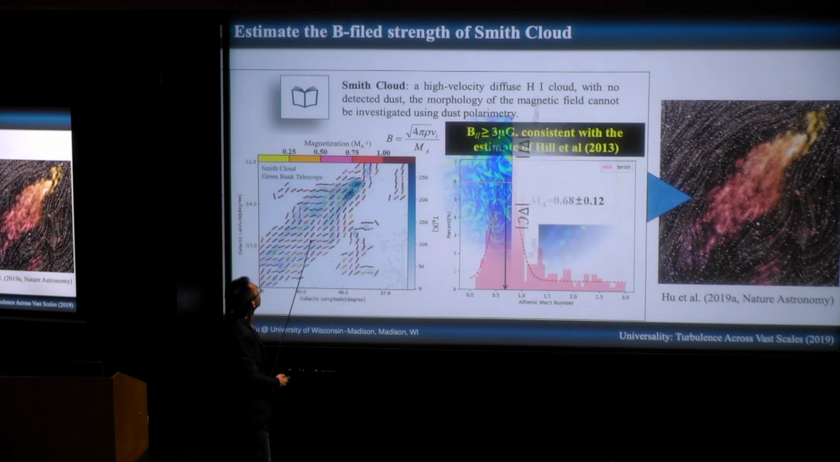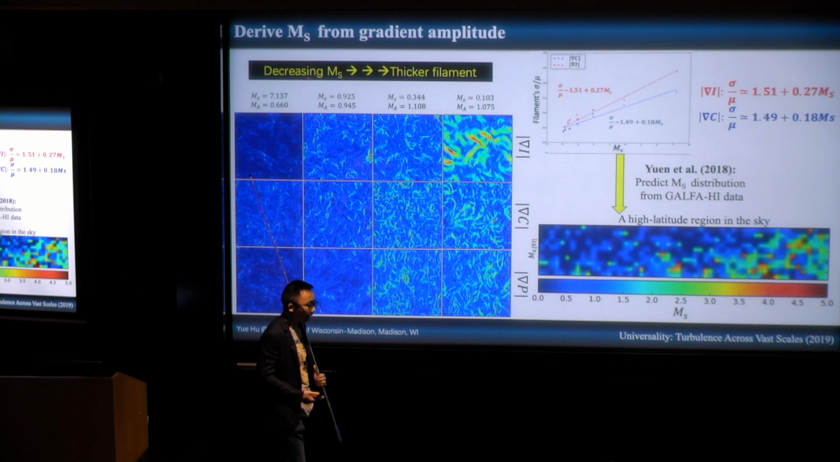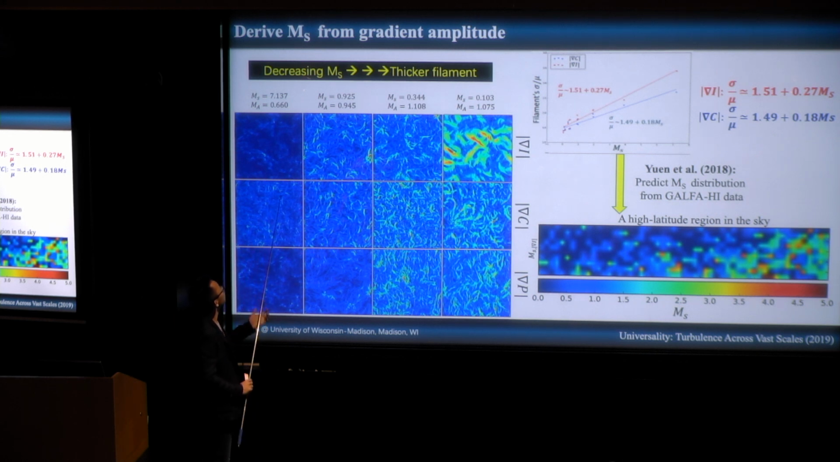And as the final part of my talk, I will introduce some special applications of velocity gradients. Here let's talk about how we can derive the sonic Mach number from the gradient amplitude. From the numerical simulation, we find that with the decreasing of the sonic Mach number Ms from left to right, the filament of the gradient amplitude becomes thicker.